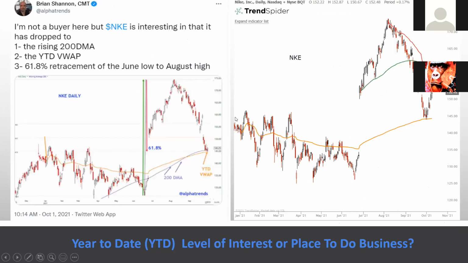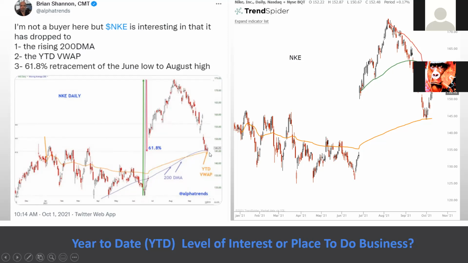Anyways, on this Nike, it's kind of maybe embarrassing, I don't know, but I put this on October 1st, on this day right here. This is an actual tweet. I said, it's interesting that it's dropped down to the rising 200-day moving average. That's the blue line. And the year-to-date volume-weighted average price is the orange line. And also, if you take the low from this big move and you put a Fibonacci on it, it came right down to the 61.8% retracement.